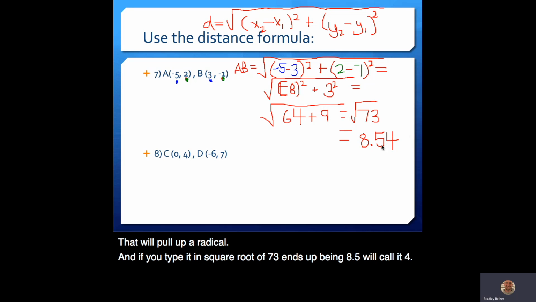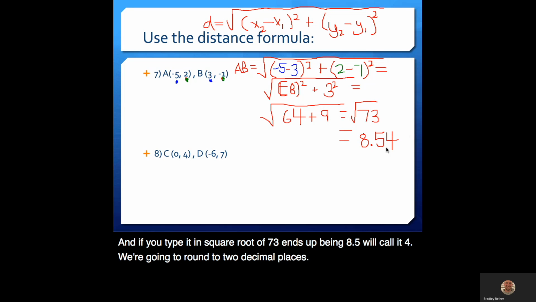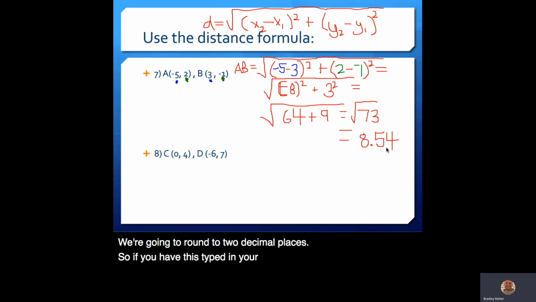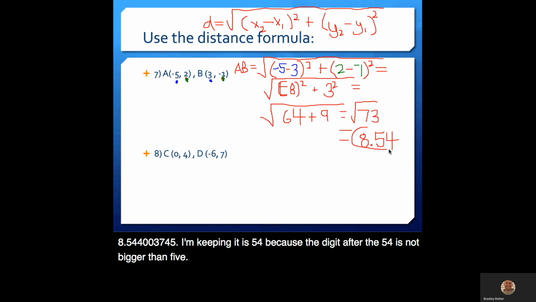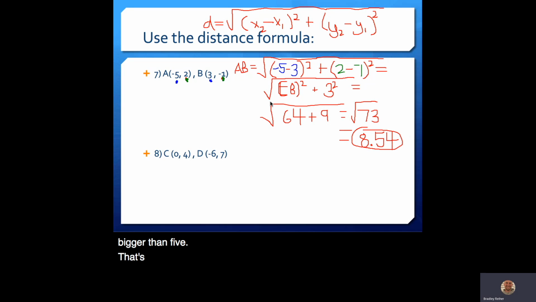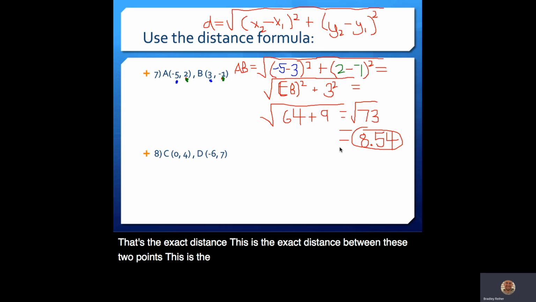We're going to round to 2 decimal places. So if you have this typed in your calculator, your answer reads 8.5440033745. I'm keeping it as 54 because the digit after the 54 is not bigger than 5. That's the exact distance between these 2 points. This is the rounded distance.